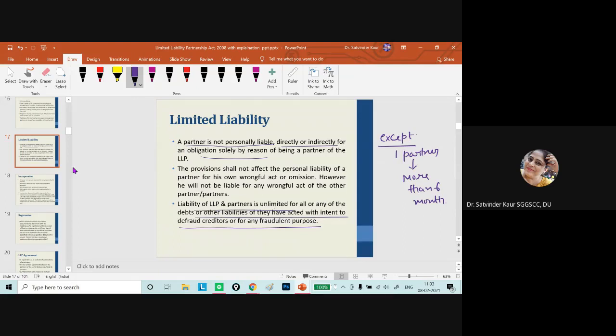So this is your first exception. The second exception is that where you have acted as an organization to defraud someone, there the liability of the LLP and partners becomes unlimited. Plus, if a single partner acts wrongfully, in that particular situation, for his wrongful act, he will have unlimited liability. So in all circumstances there is limited liability, but there are these three exceptions which you need to remember, right?